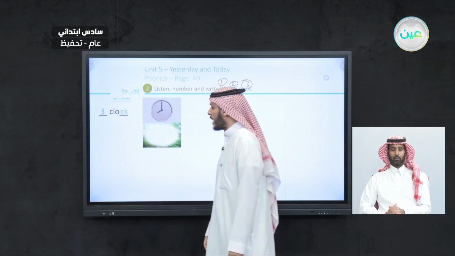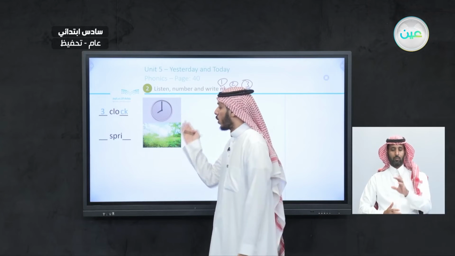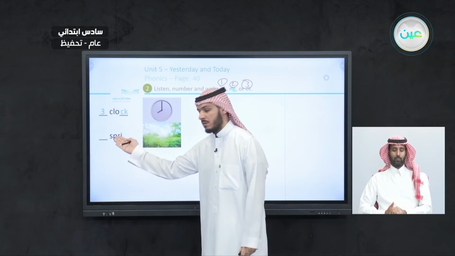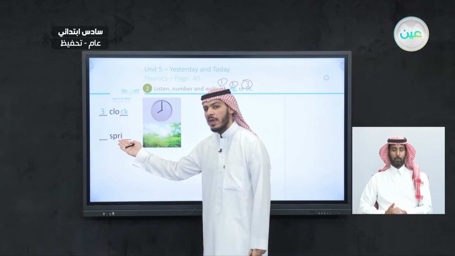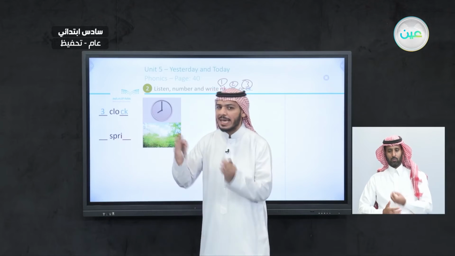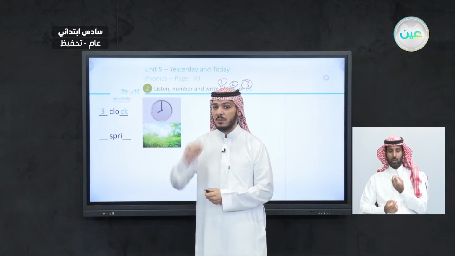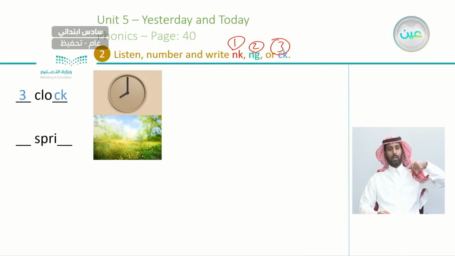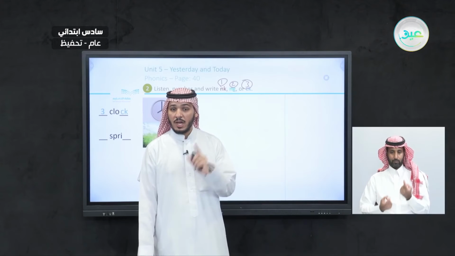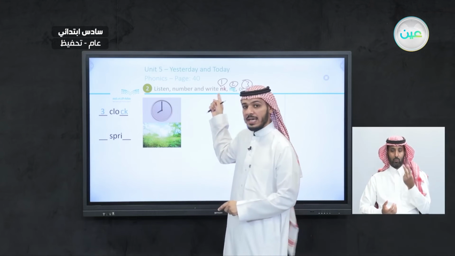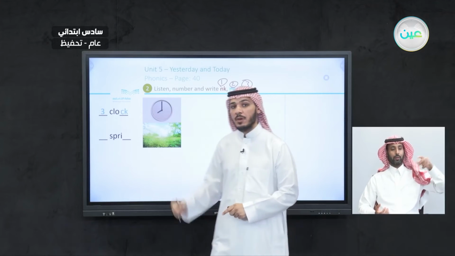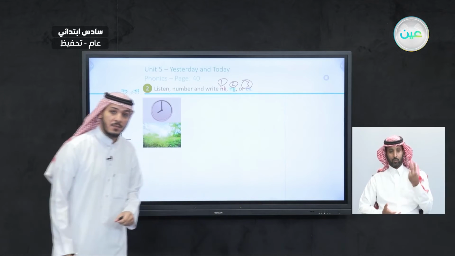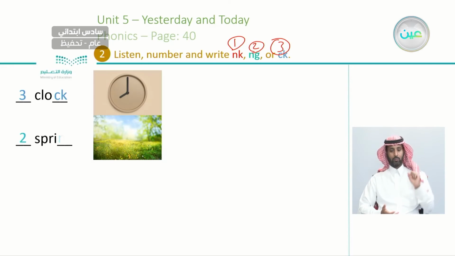Okay. Now we have here something, okay? It's starting with SPRI, then I don't know, is it NG, NK, or CK? Let's listen and tell me after that. 2 spring, spring. So we have spring, spring. Can you tell me, is it number 1, NK, or number 2, NG, or CK number 3? What do you think? Spring, ing. Yes, NG, excellent. So we have number 2, NG, spring, spring, excellent.